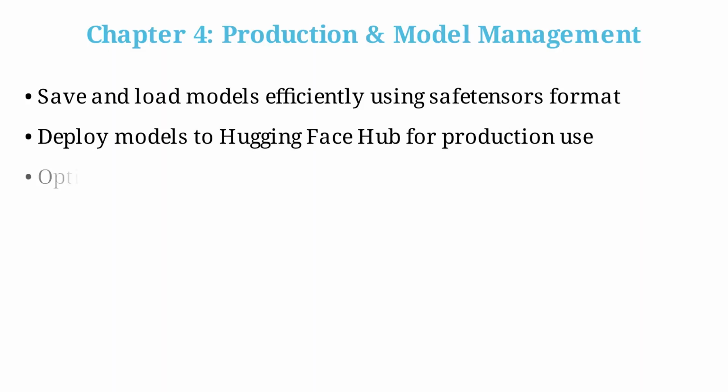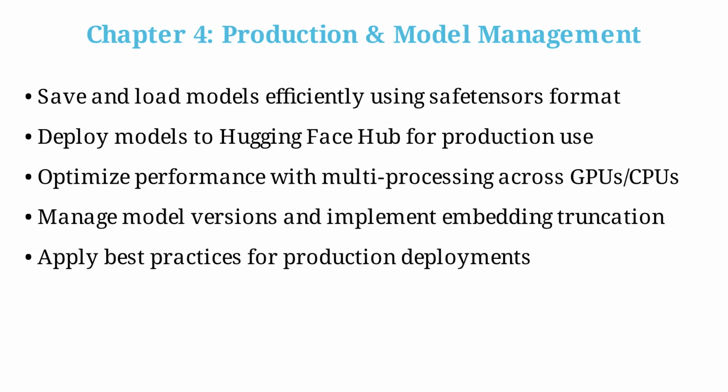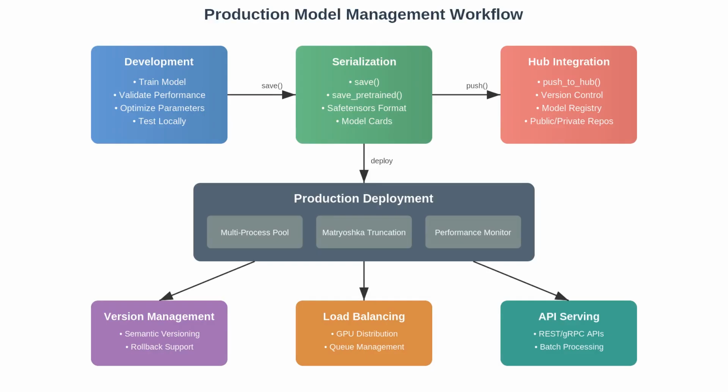In this chapter, we'll explore how to effectively save, load, and deploy sentence transformer models for production use. We'll cover everything from model serialization using the safetensors format to deploying models on Hugging Face Hub, optimizing performance with multiprocessing across GPUs and CPUs, and implementing best practices for production deployments. Let's start by understanding the complete workflow from development to production deployment.